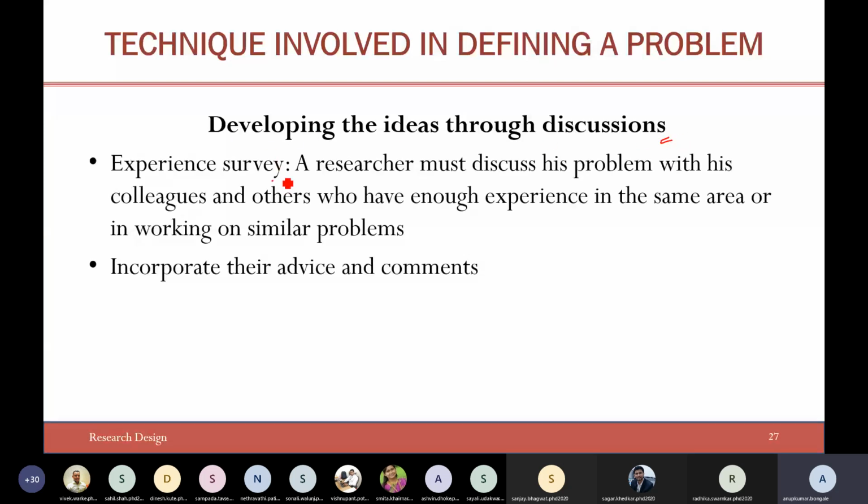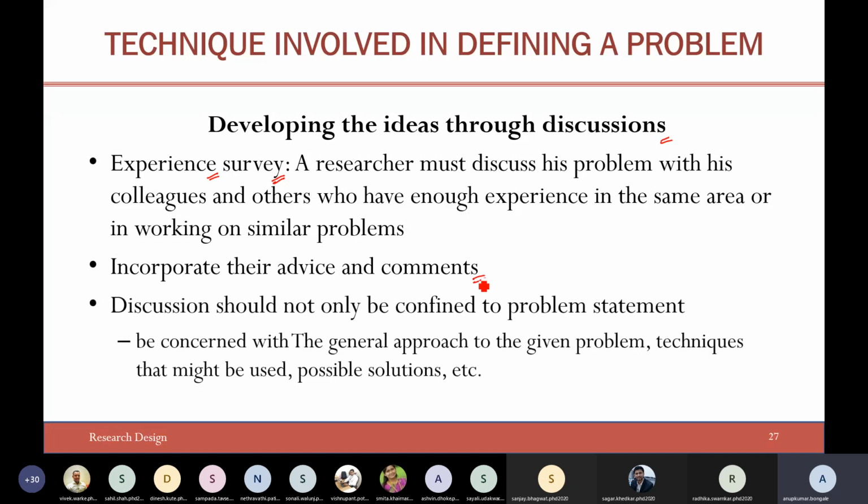You can have an experience survey. You speak to a researcher or a person who is very well experienced. Even I did this, so you should also do it. Incorporate their advice and comments. Discussion should not only be confined to the problem statement, but you can also discuss briefly how exactly solutions can be proposed, which is the feasible solution, and so on. It should not always be an individual journey; you should take advice from many people, which will help you to shape the problem statement and the objectives.